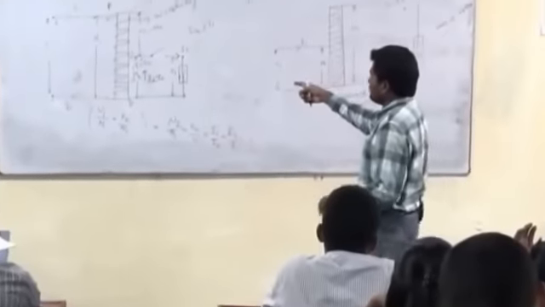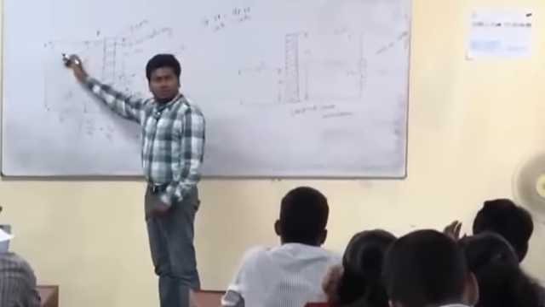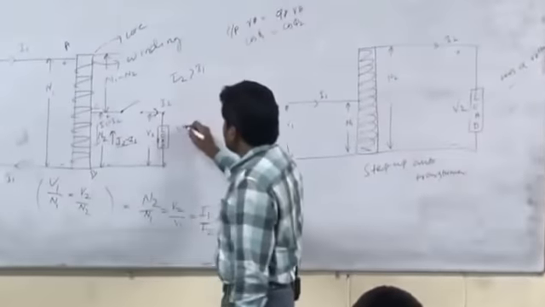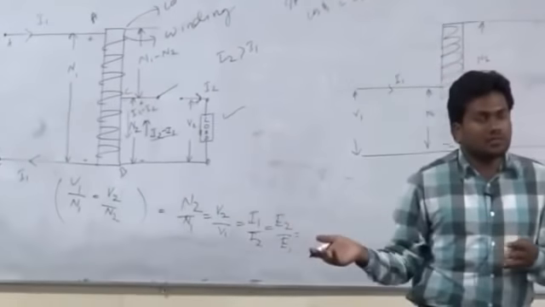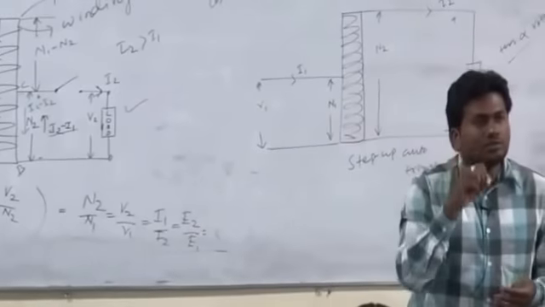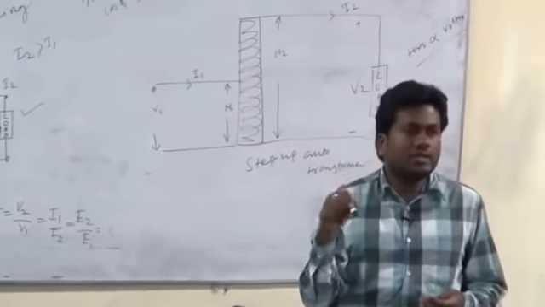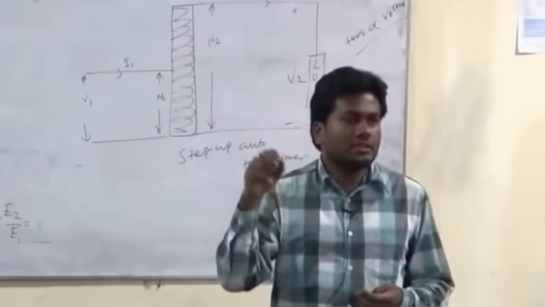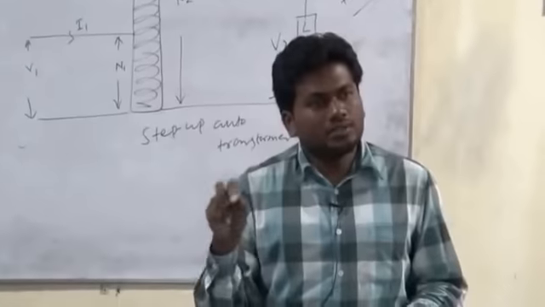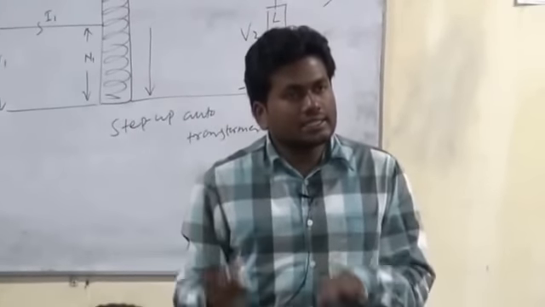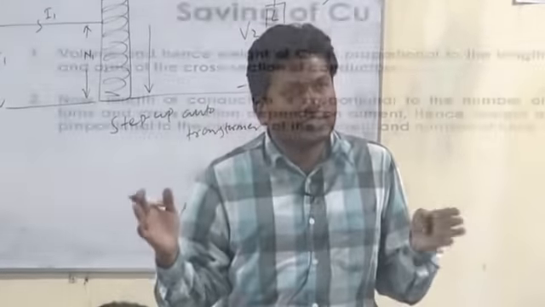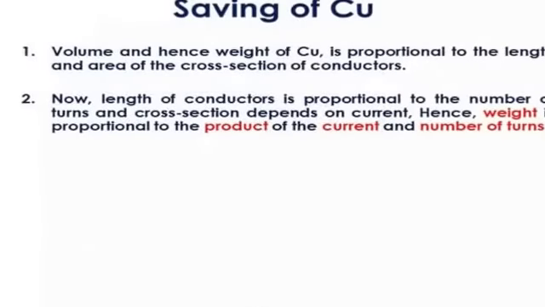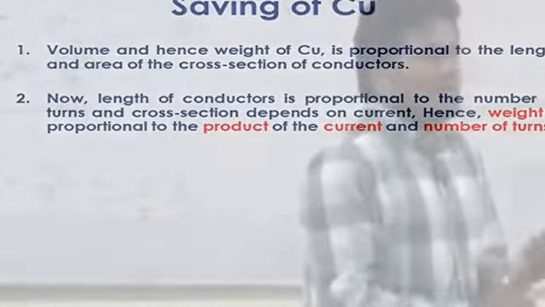Now here the primary current is more, and the secondary current is obviously less. Here also the same transformation ratio formula applies: V2 by V1 equals E2 by E1 equals N2 by N1 equals I1 by I2 equals K, whereas K is less than unity. If K is going to unity, then how much copper we are going to save, that we have to find out. So here also we have to make it the same.